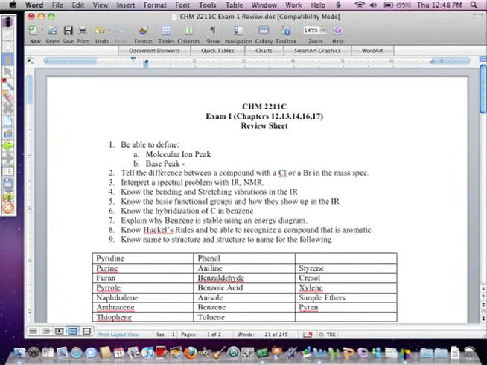So base peak, this should be the largest peak. Molecular ion, what does that tell you? Molar mass. How about this right here?